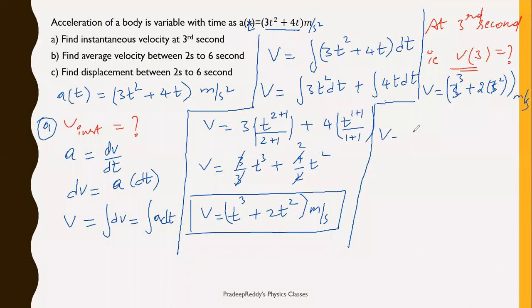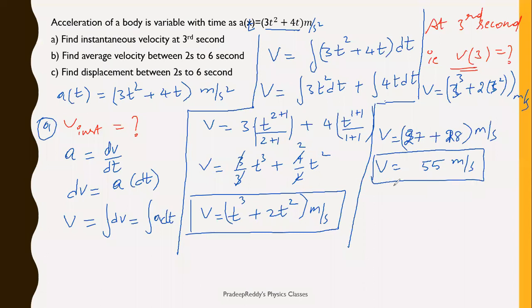V is equal to 3 cube, 27, plus 2 into 3 square, which is 9, 2 nines are 18, meter per second. So velocity will be equal to 45 meter per second. This is instantaneous velocity at third second. So at third second, you can find out velocity as 45 meter per second with this given acceleration.